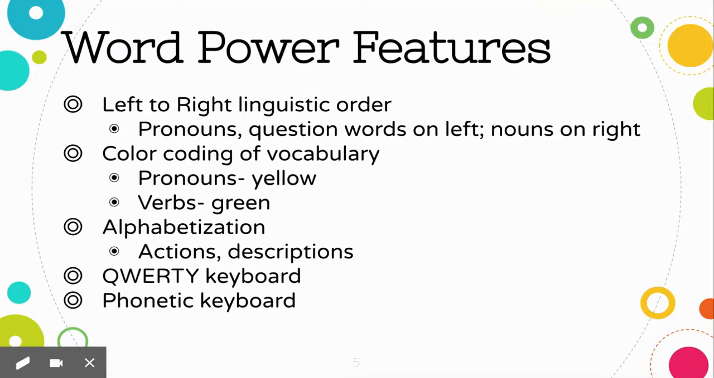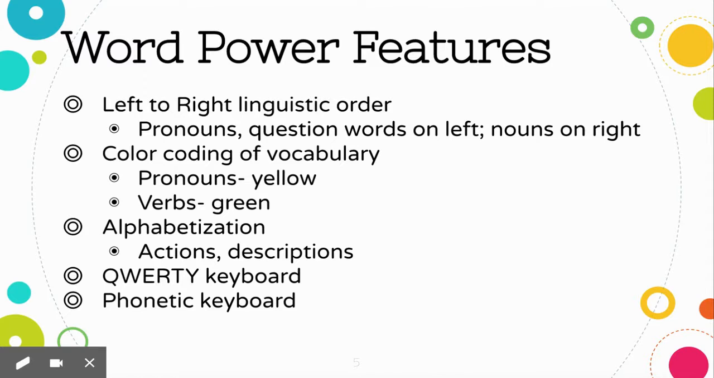Word Power has some built-in features that make it more intuitive and efficient for students to communicate using the device. For example, it displays words in an order that would typically follow left to right when students are building their sentence, so similar to how they read or write. Some words are color-coded. For example, pronouns are yellow, verbs are green, to make it easier for children to identify those words and also to help support language building in the future.